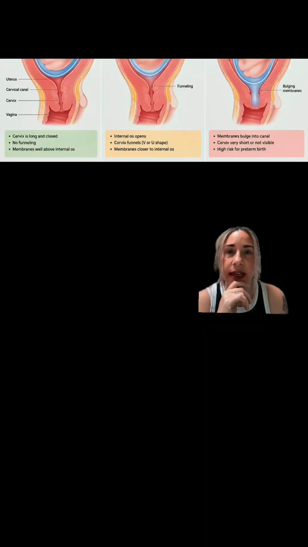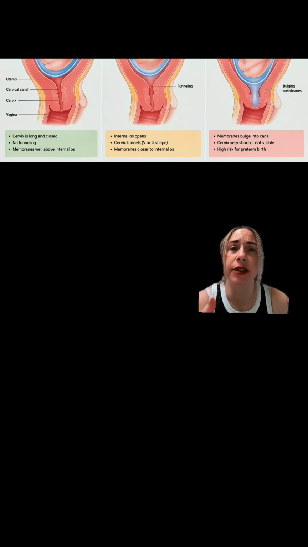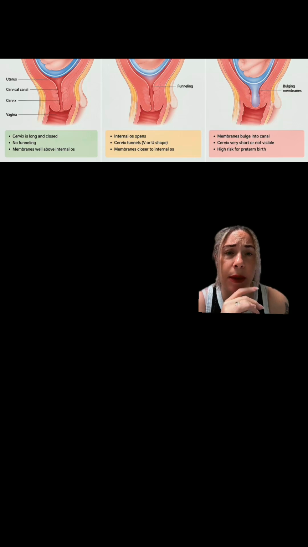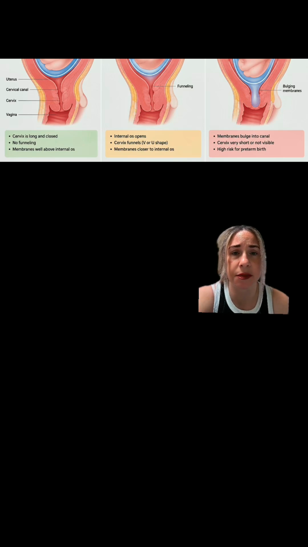Here I just have an AI image of a regular cervix, top left here, which is long and closed, no funneling. Then in the middle we have a funnel, which is V or U shaped, and the internal os open slightly. And then on the top right is the bulging membranes, which I will show some ultrasound images of next slide.